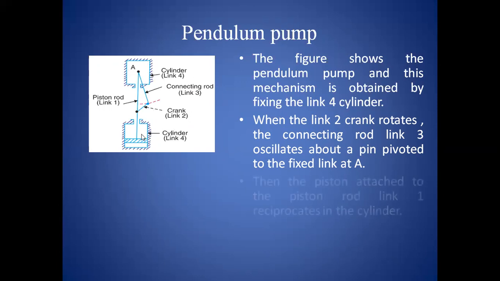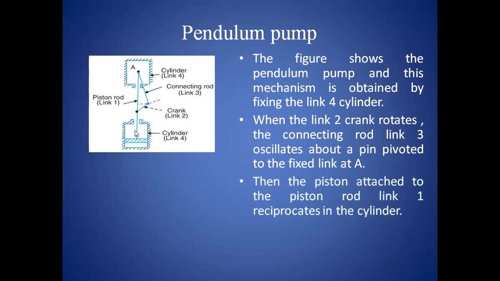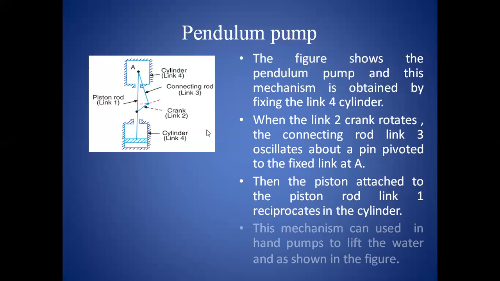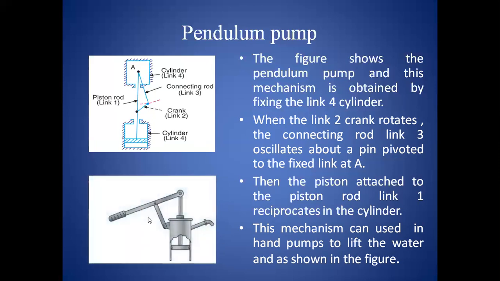The piston attached to the piston rod, link 1, reciprocates in the cylinder. This mechanism can be used in a hand pump to lift water, as shown in the figure. Here you can see the hand pump.